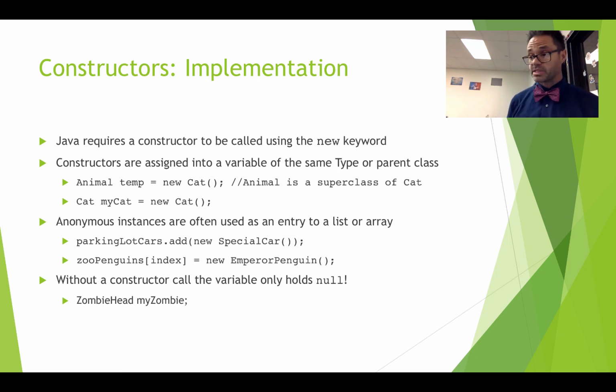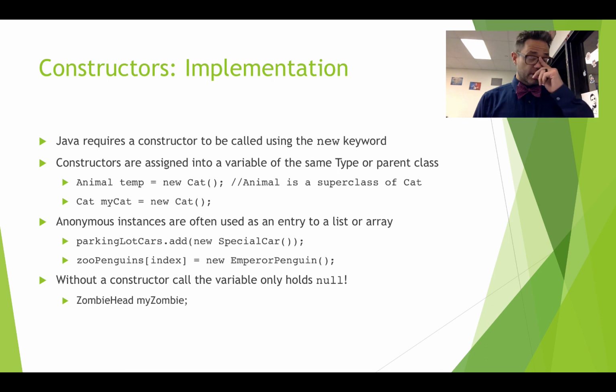We also have the ability to use an anonymous instance. An anonymous instance is when I don't use a variable at all. This is most often the case when we're working with lists or arrays and we want to add a default value or a customized value directly into a list that we can use and access later. As you can see right here, I have parkingLot cars.add a new SpecialCar. I'm calling the SpecialCar constructor, assigning it directly into the end of the list, and then moving on. I can also do it with an array where zoo penguins subindex is equal to new EmperorPenguin. Whatever my index value is, I'm putting new EmperorPenguin right at that spot. I don't have to worry about giving it a variable because I don't need to refer to it as a specific instance right then, because I can extract it from my structure and then use a variable to refer to it as I need to in that spot.